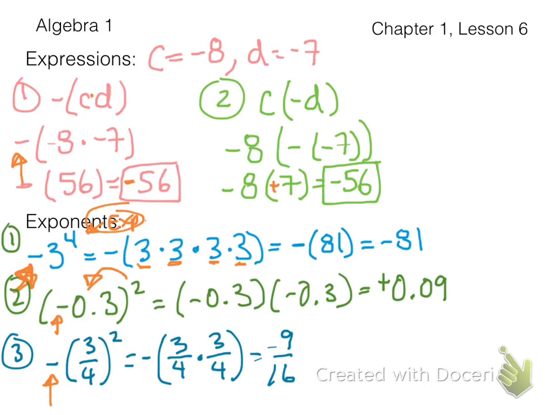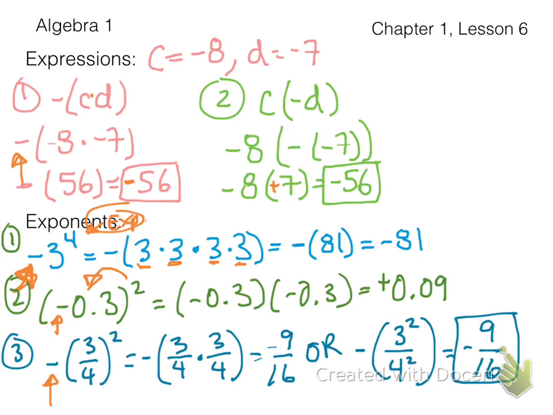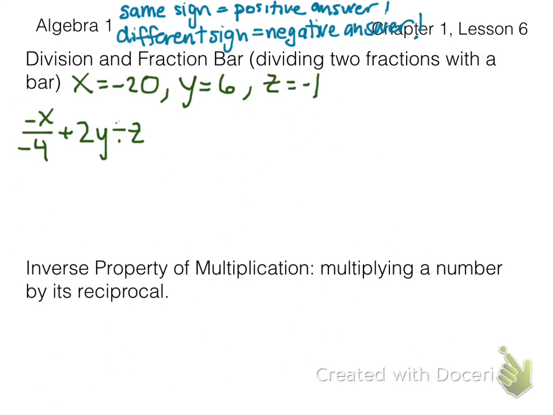But here's another way you can do it, and this is kind of jumping ahead to, I think, chapter 7, so if you don't get the second part, don't worry about it. You can also do this as distributing the exponent to both the numerator and the denominator, 3 to the 2nd power and 4 to the 2nd power. Well, 3 to the 2nd is 9, 4 to the 2nd power is 16. You have the opposite of 9/16, which is negative 9/16.